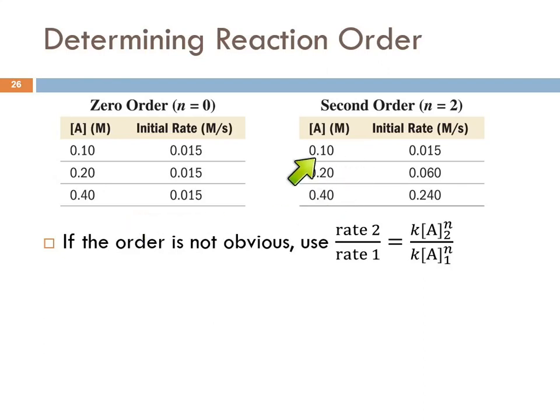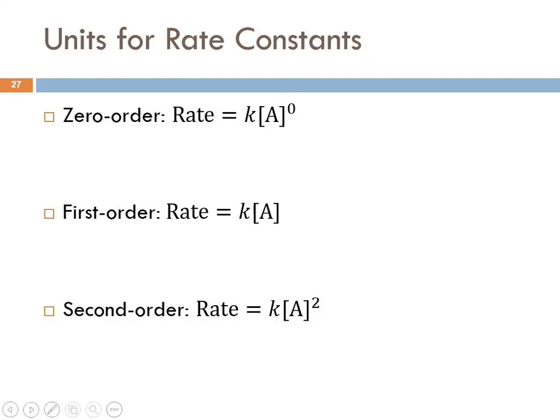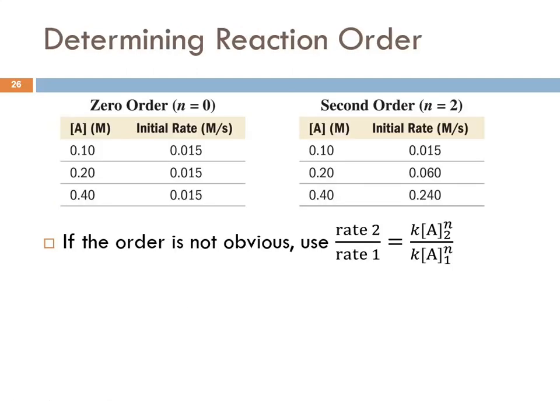We've got this one over here. We double the concentration, and what happens to the rate? It quadruples. 0.015 times 4 gives us 0.06. Okay. So this is doing times 4 when this does times 2. And here we've doubled that again, and what happened to the rate over here? Quadrupled again.